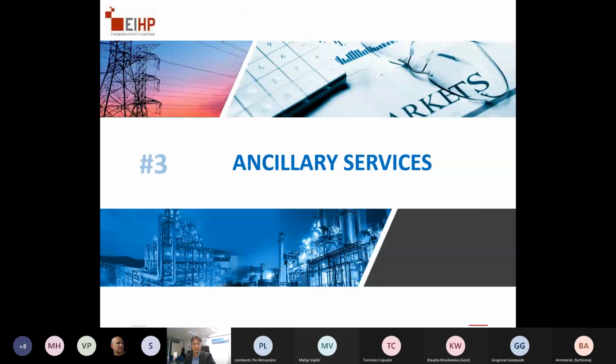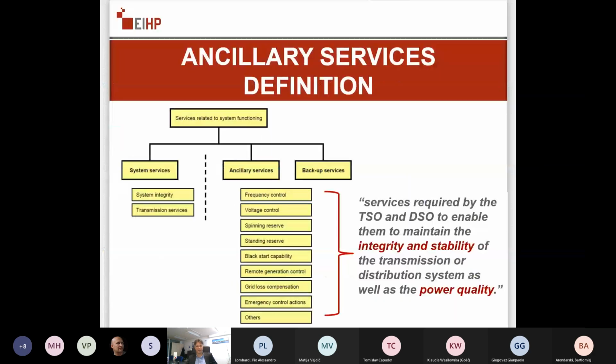The third topic that I will cover today, I know that it's maybe a little bit too much or too fast, but if you have any question, of course, you can interrupt me anytime. So the third point here that is important in renewables integration and market opening for the networks is the problem of ancillary services. By definition, these services are something that is required by the system operators to enable system integrity and stability, as well as the power quality.